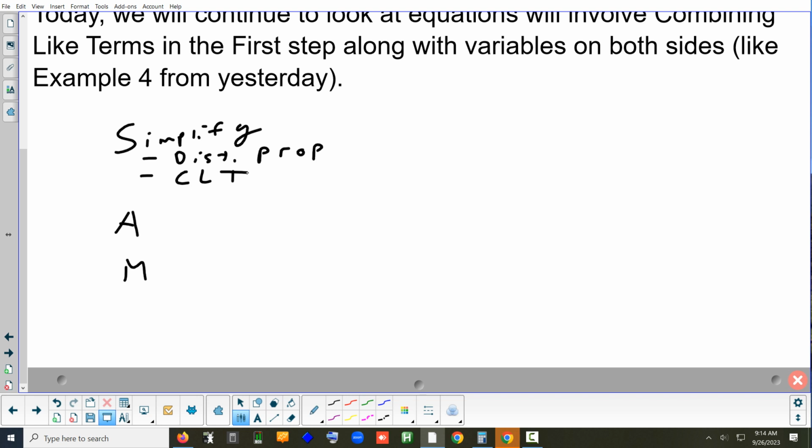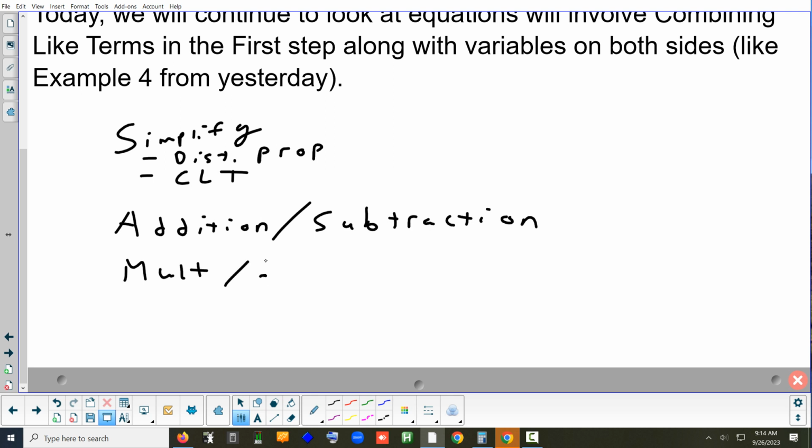How about the A? That stands for any. So do we write this down? It's up to you. What's the A stand for? Yep, addition and subtraction. So any addition or subtraction. And then after we handle any adding and subtracting, we finish up with multiplication or division. Yep, multiply or divide.